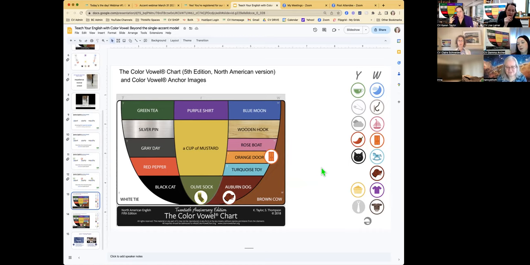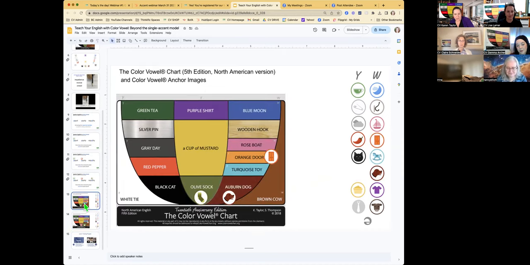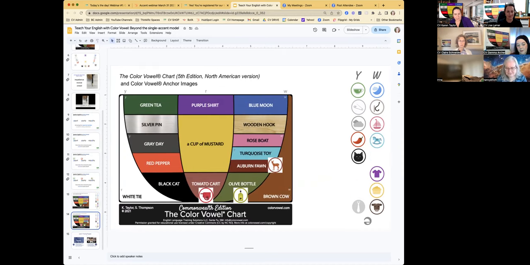So if you are new to the color vowel chart, bear with us, you'll learn more. If you already know the chart, this should be quite intriguing, the idea that we have some changes between the two charts, okay? And you'll get to know a bit more of the Commonwealth chart today so that we can serve teachers and learners around the world through the way that you, the teacher, speak.